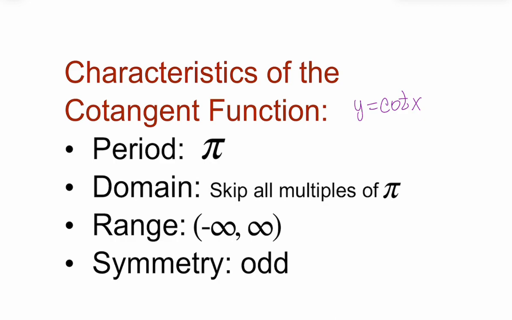The symmetry is odd. So the cotangent of negative x is the negative cotangent of x. So the negative would flip out on the outside. That is because it has origin symmetry. If you flip it over the x-axis, it's going to look the same as if we flip it over the y-axis. And that only happens with our odd functions.